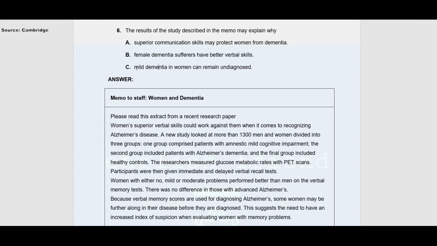No, that is wrong. Option C says mild dementia in women can remain undiagnosed. Yes, that is the right one. Because that's what they are telling by using the terms can work against them when it comes to recognizing Alzheimer's disease. And you can find further information in the last part. Because verbal memory scores are used for diagnosing Alzheimer's, some women may be further along in their disease before they are diagnosed. They might have progressed. The disease might have progressed in those women before they are diagnosed. So option C is the right answer here. It makes sense.